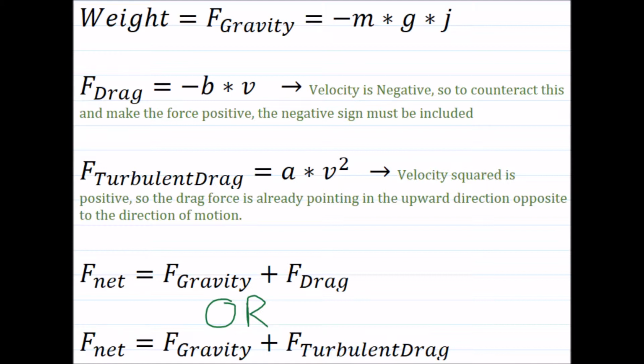In order to find the net force on the bag, the component forces must be considered. The weight or force of gravity on the object and the drag force on an object are the two forces that make up the net force in this lab. As seen, we can consider a drag force that is proportional to the velocity, or a turbulent drag force that is proportional to the velocity squared. We will look at both to see the differences.